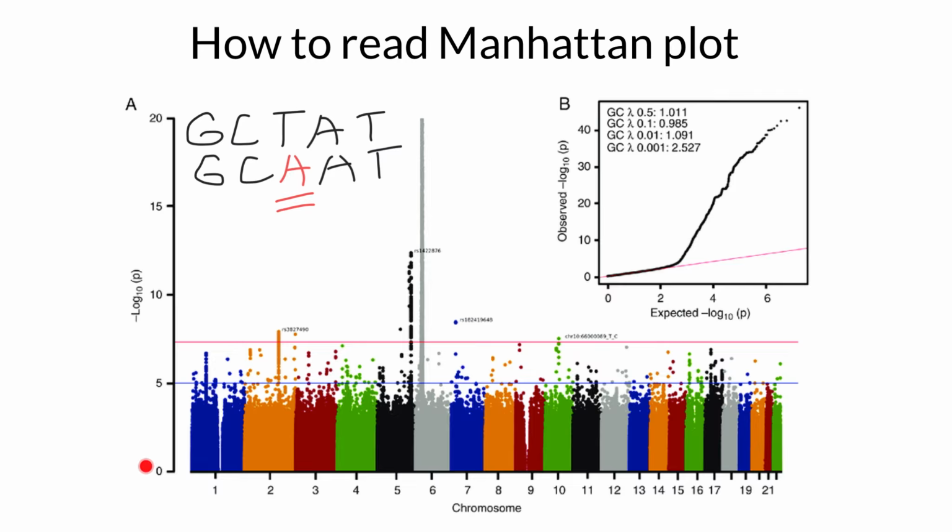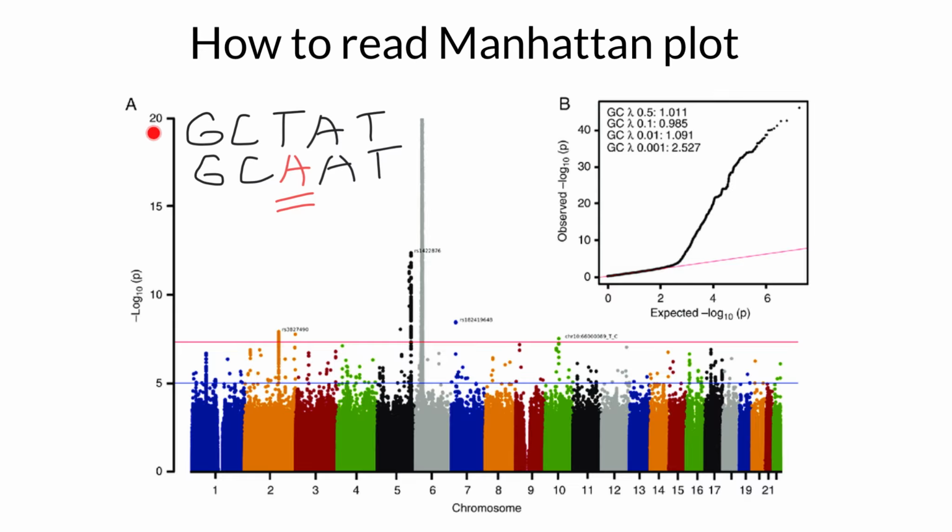Now take a look at the horizontal x-axis. It represents the human chromosomes 1 through 22, the autosomes, and each dot is a genetic variation or SNP. The different colors you see here simply help to distinguish one chromosome from the next, and sometimes you may see them in just two colors. Colors here don't matter, they just distinguish one chromosome from another.